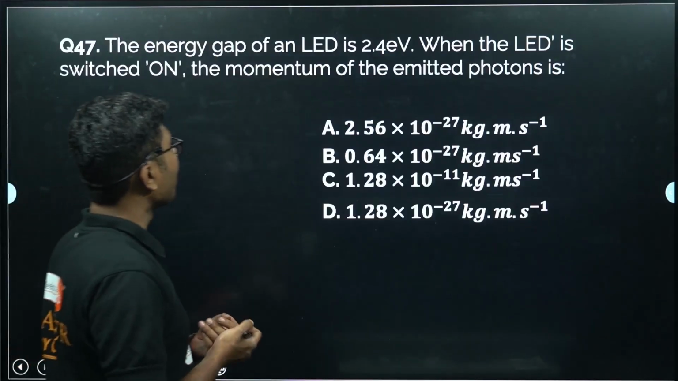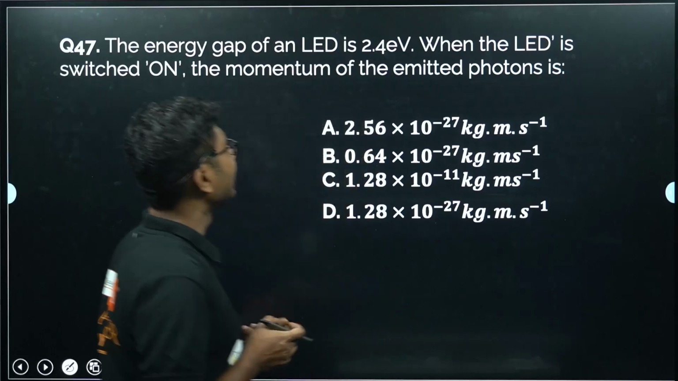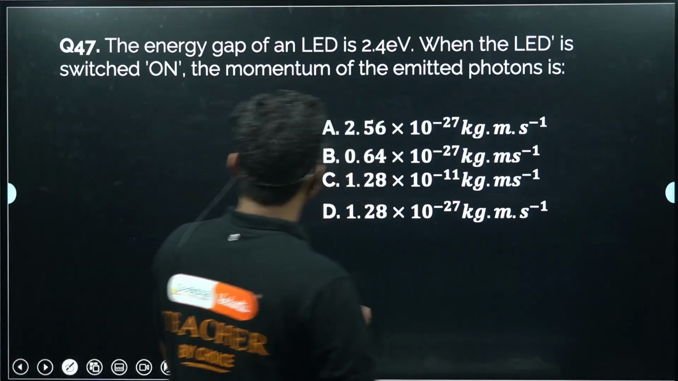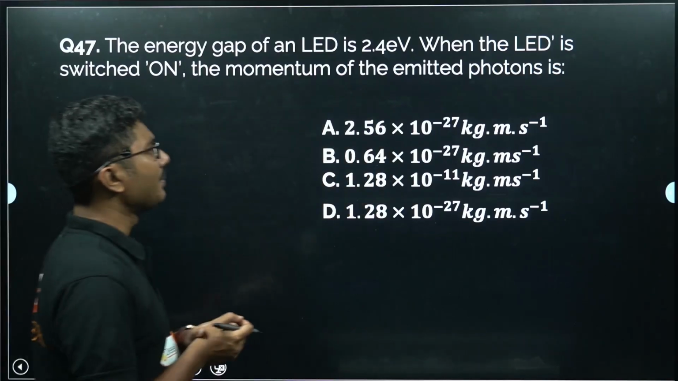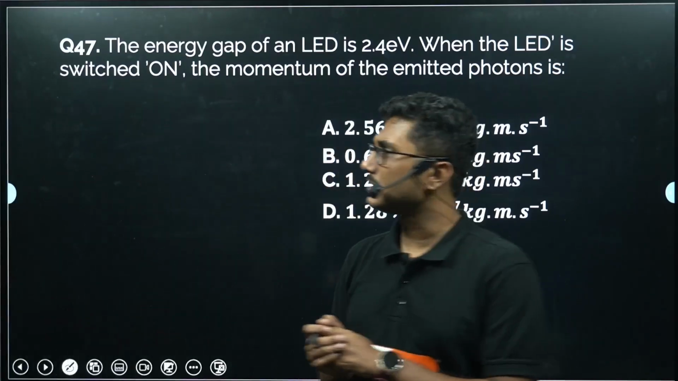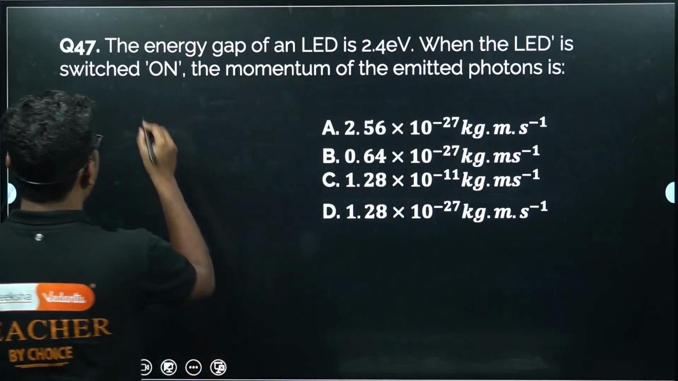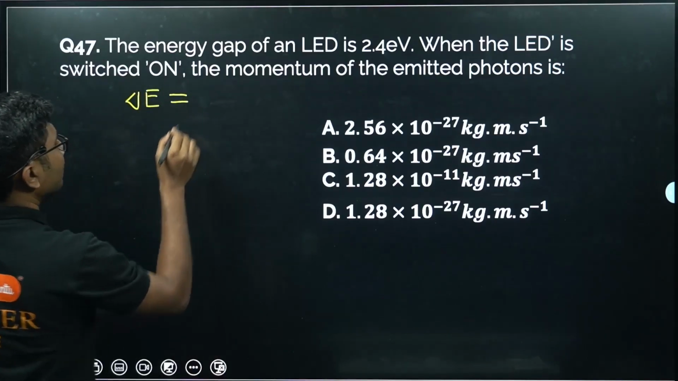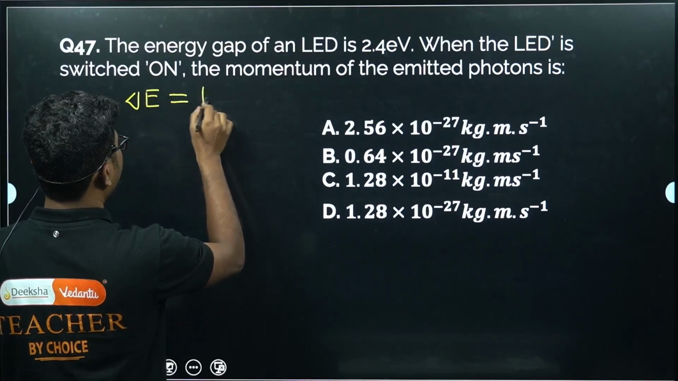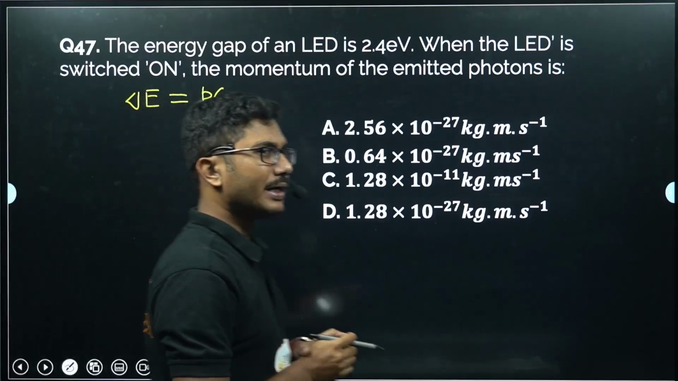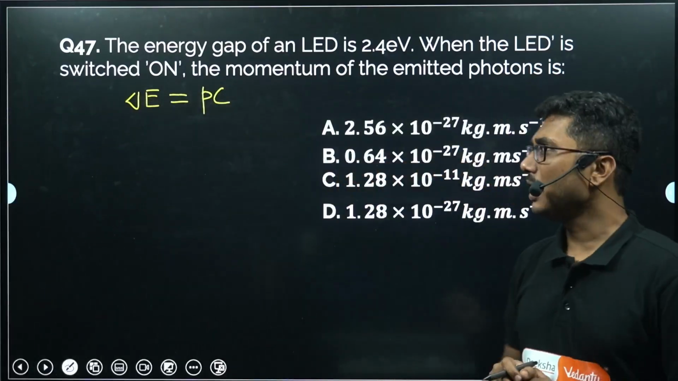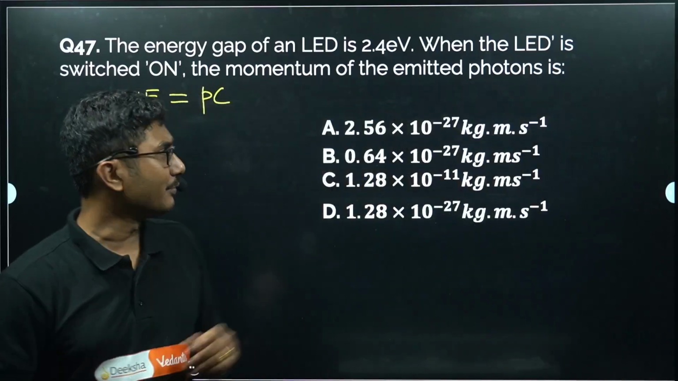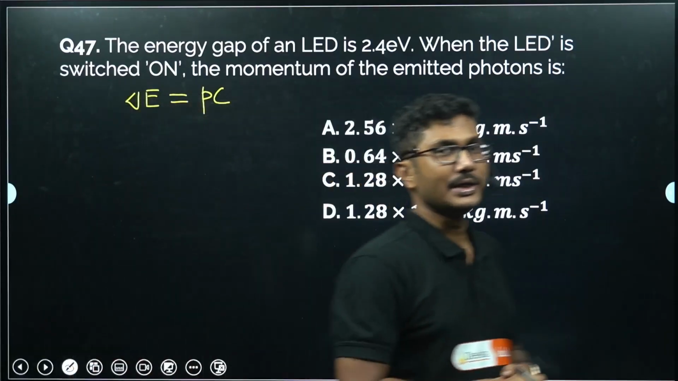The energy gap of an LED is 2.4 eV. When the LED is switched on, the momentum of the emitted photon is? This is partly out of syllabus, partly in syllabus, so let me discuss this question. We know that energy is basically related to P into C, momentum times speed of light. This comes from the de Broglie chapter. In the dual nature of matter and light, you can prove that the energy is basically P into C.